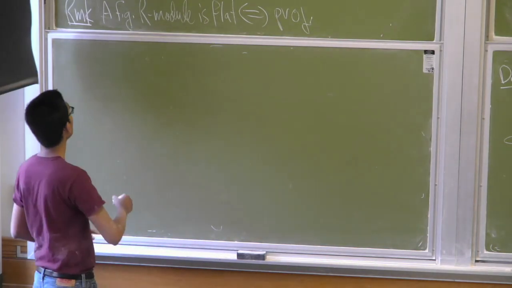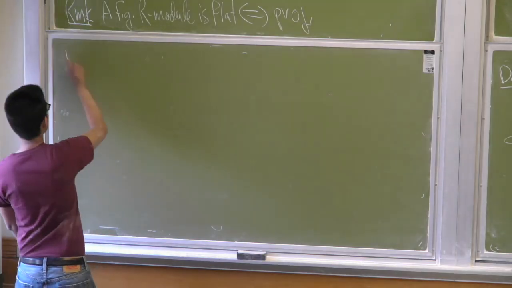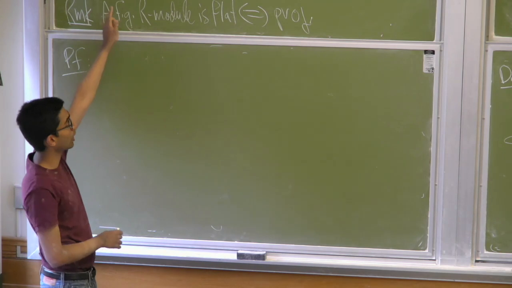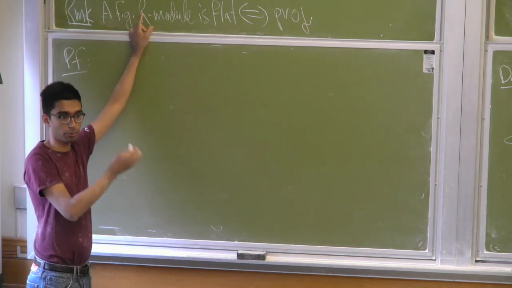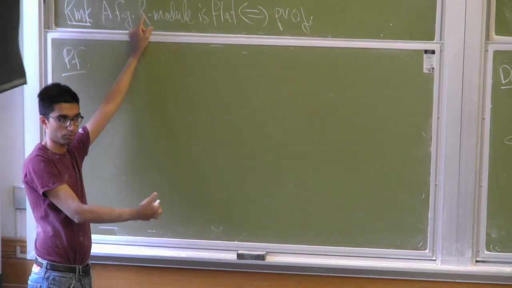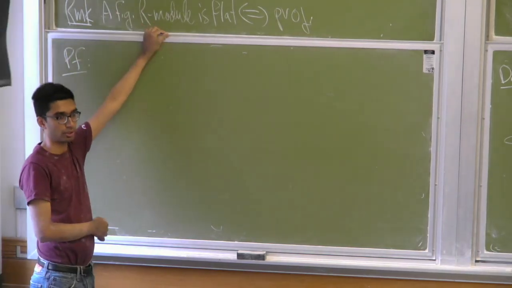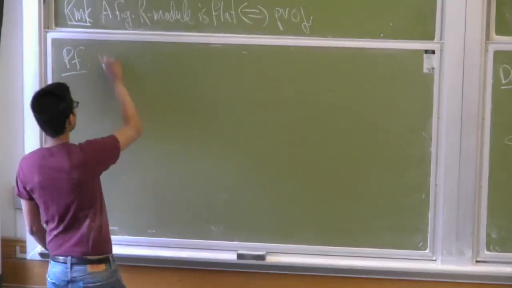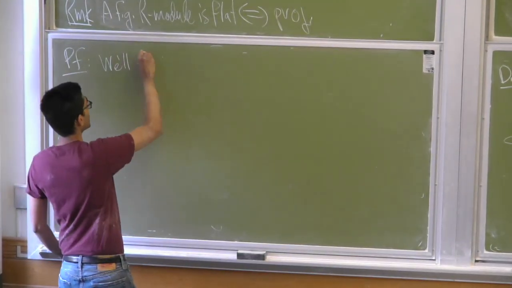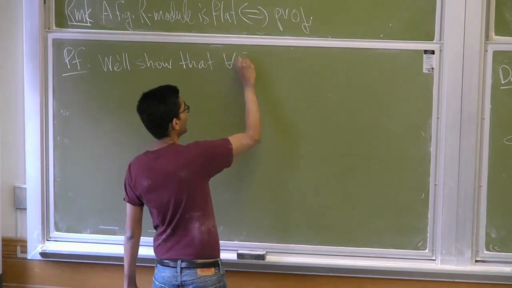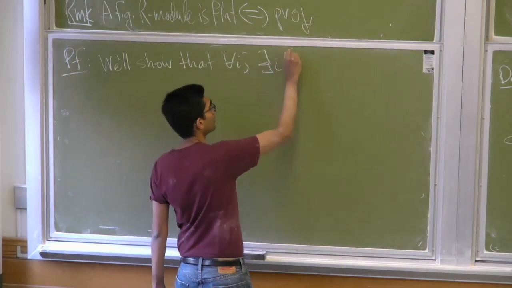So certainly one implies two. The point is that two implies one. You have this Tor condition, and you want to go from that to condition one. So we'll show that for all I, there exists I prime.